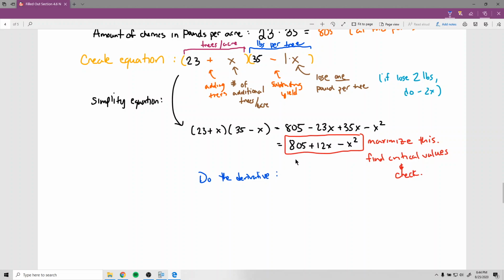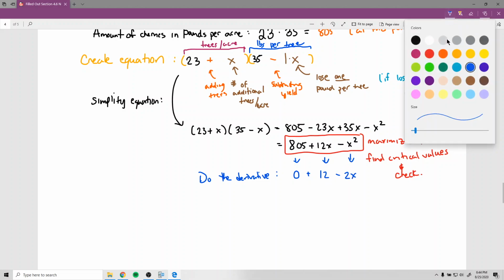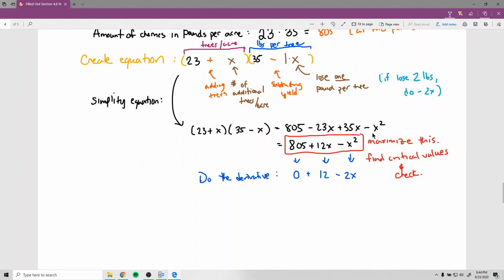The derivative of 805 is 0. The derivative of 12x is 12. And the derivative of negative x squared is negative 2x. We don't really have a name for this function. You could give it a letter or a name, but we don't necessarily need to, so I just wrote "do the derivative." We did the derivative, we set it equal to 0, and we solve for x.